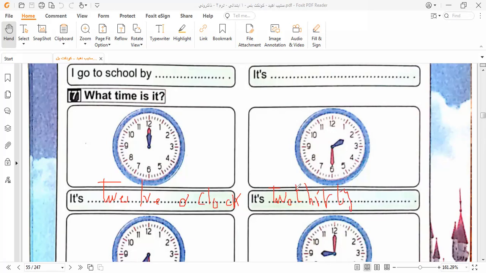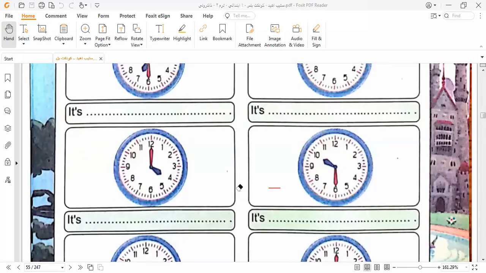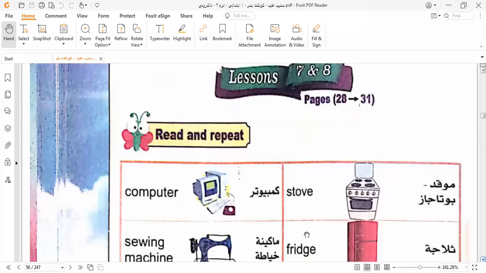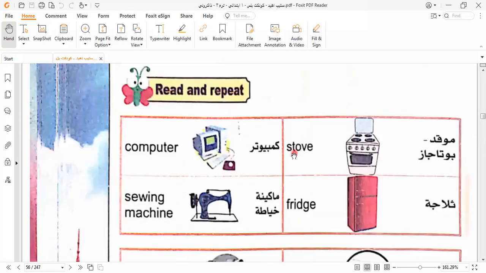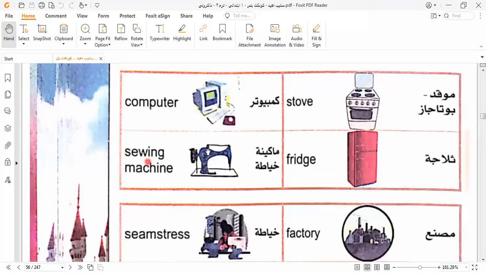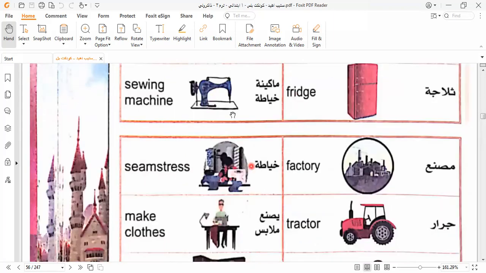As I taught you to do, 5, 10, 15, 20, 25, 30, 35, 40, 45, 50, 55. Okay, as we told you. Let's go to another exercise. We have computer, stove, sewing machine. This is a sewing machine, fridge. If we go to the tailor, we can see this tool.